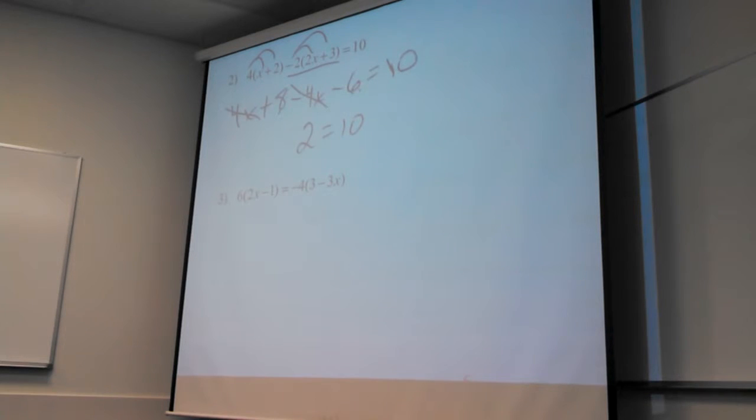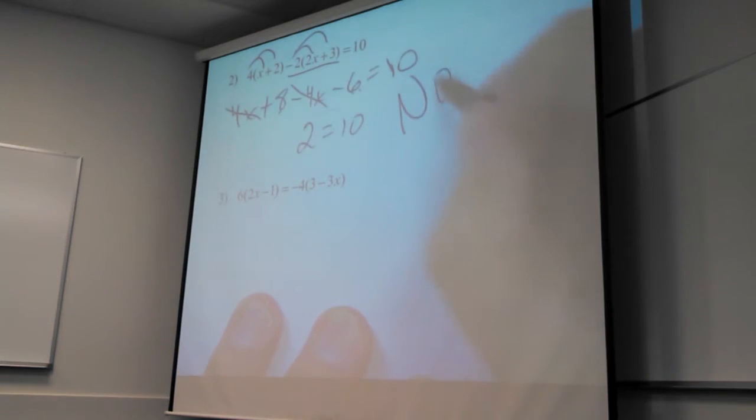If I would have gotten 2 equals 2, what would that mean? Infinite solutions. All real numbers would work. So if the x goes away, it doesn't matter what you pick. If you're left with a false statement, it doesn't matter what you pick for x, it's not going to work. There's no solution. If x goes away and you're left with a true statement, it doesn't matter what you pick, it's always true. All real numbers work. So in this case, no solution.